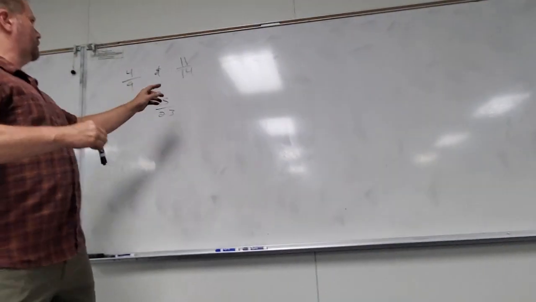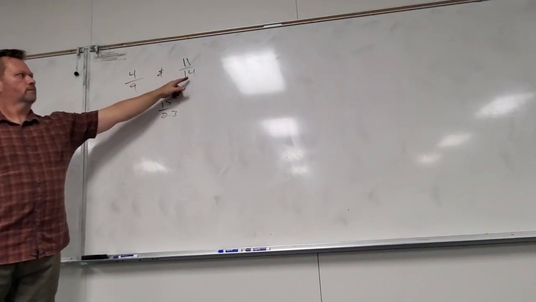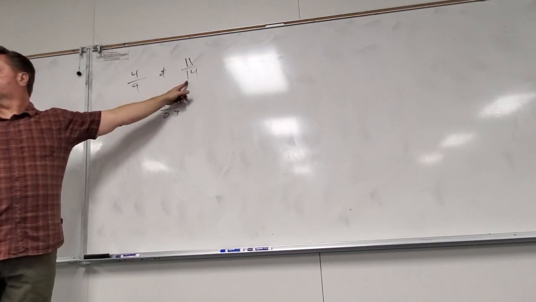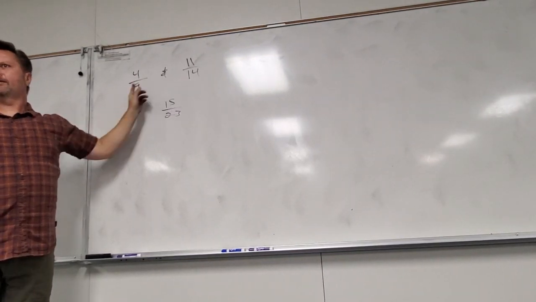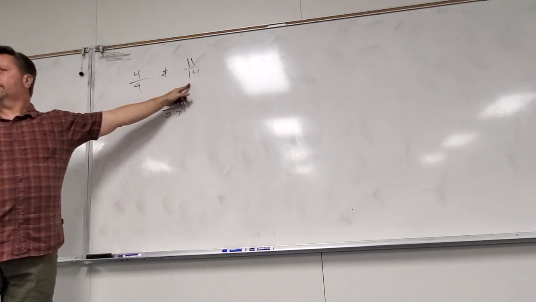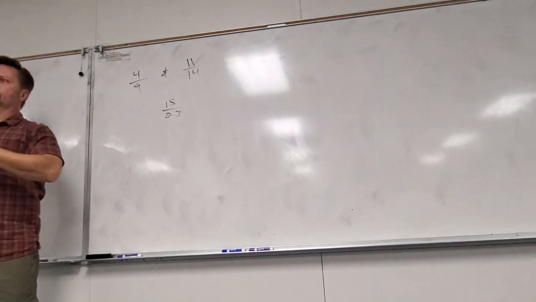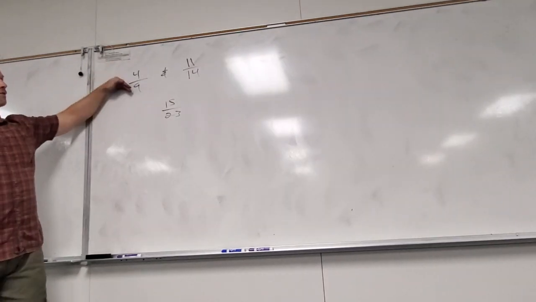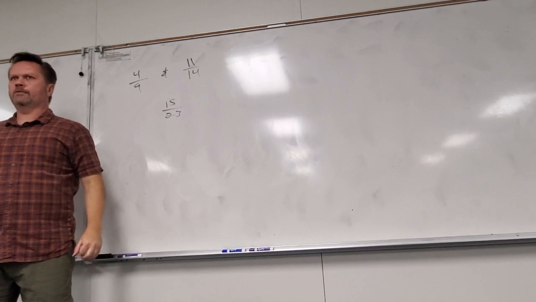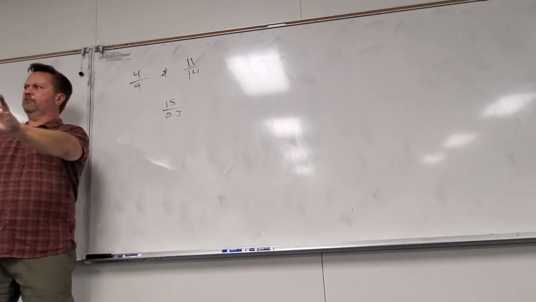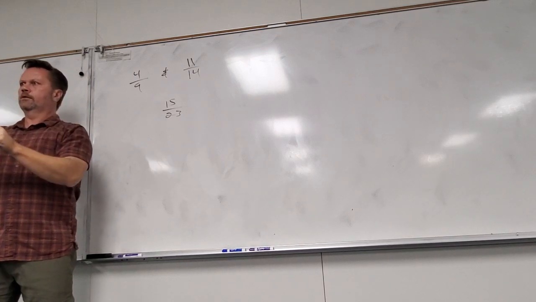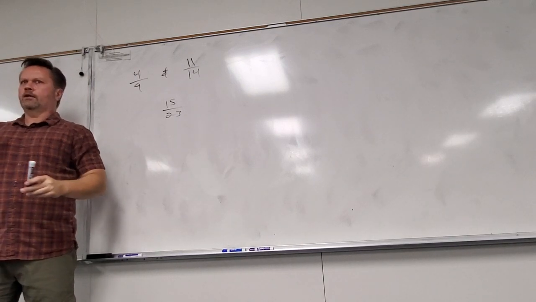By the way, what would the LCD be here? Why is it really quick? Are these relatively prime? 9 is two 3s, 14 is 2 and 7. Do they have anything in common? No, so they both need each other. I multiply this by 14, multiply this by 9, so that's not as bad of a problem as it could be. You want the bottoms to be relatively prime, because that's the one time you can just multiply them together and get the LCD. Okay, I like it.